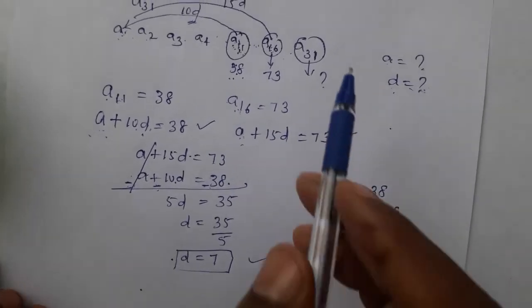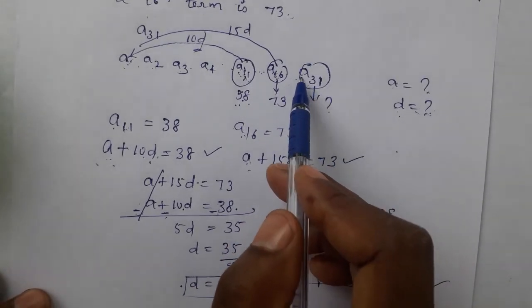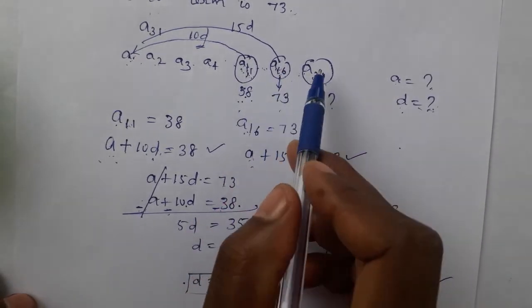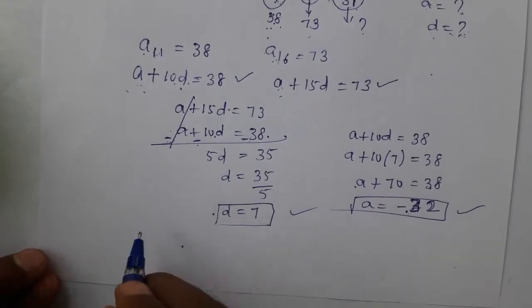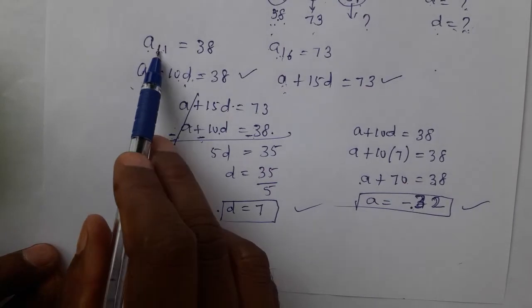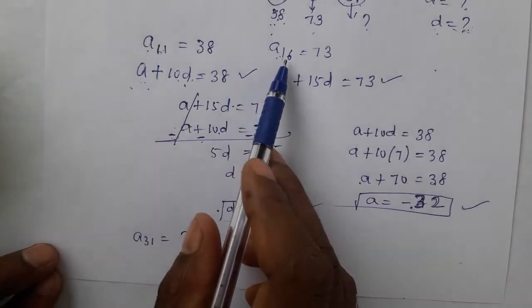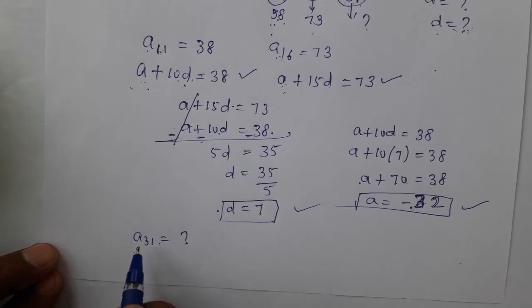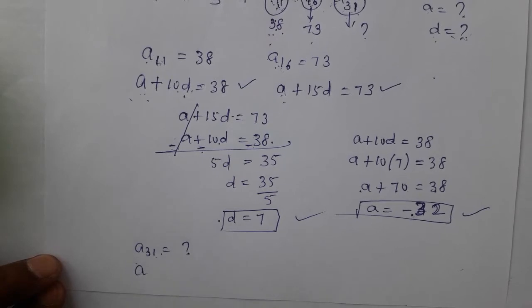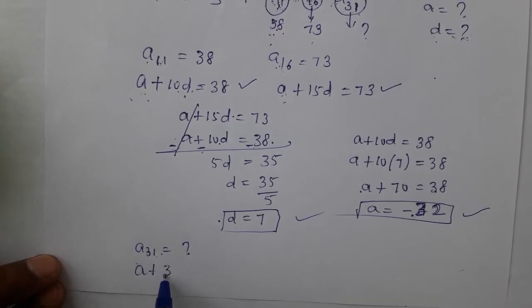But the question is not to write the AP. We have to write A31. They asked for the 31st term. A11 is 38, A16 is 7. Who is sitting in the 31st position? It is also simple. We'll follow the same method. How did we expand the 11th and 16th? Similarly, how to expand A31? A31 goes to A by taking how many differences? 30D. So the 31st term is equal to A plus 30D.